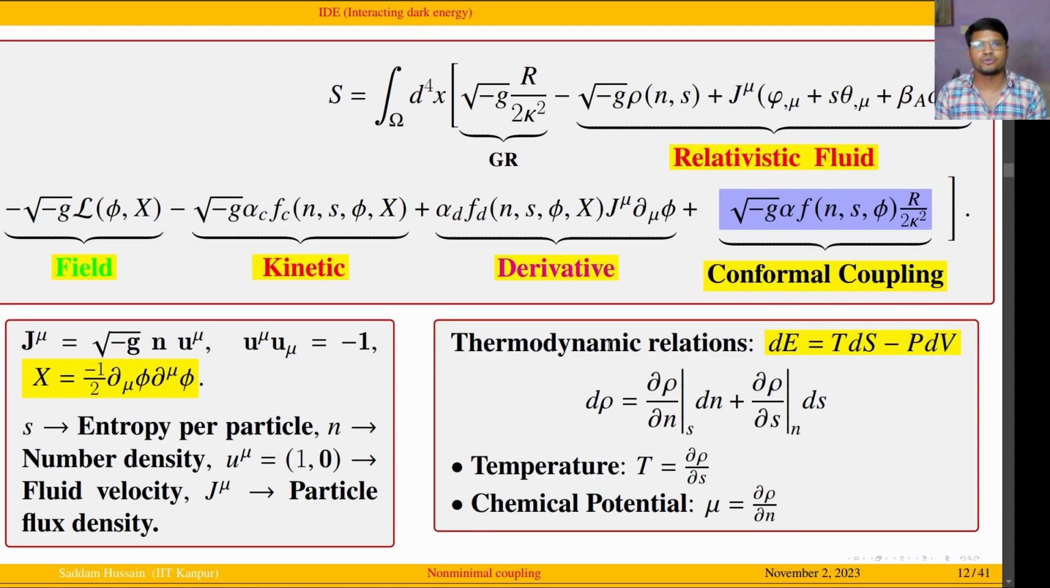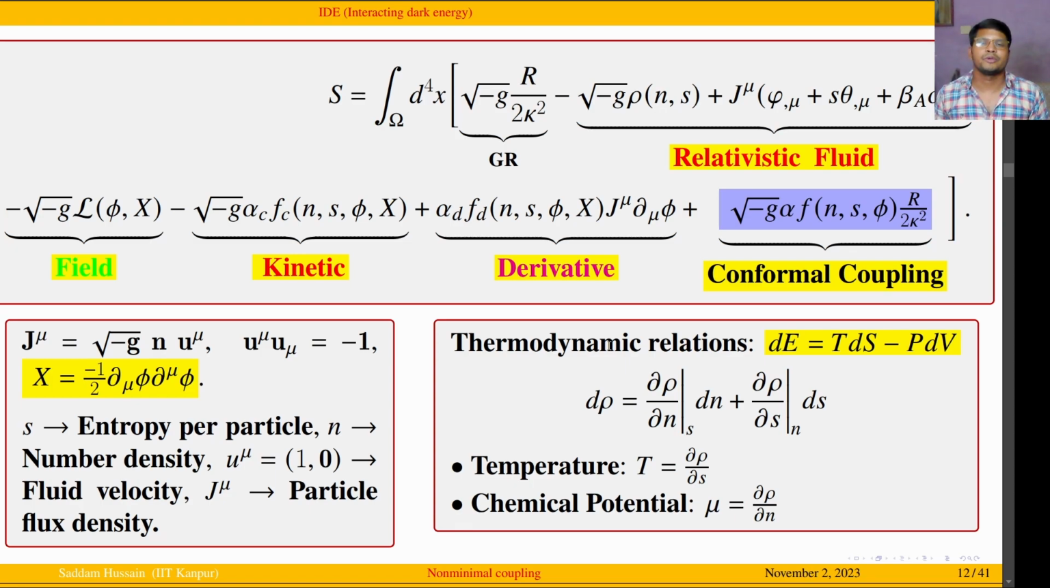This relativistic fluid has a component of rho, which denotes the energy density of the fluid depending on the number density and the entropy per particle, plus the flux density. The flux density is basically contracting with phi and then s theta. So phi, theta, beta, and alpha are the Lagrange multipliers, which can have different physical meanings. We will see in a minute.